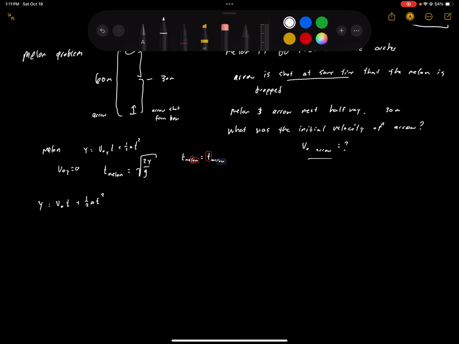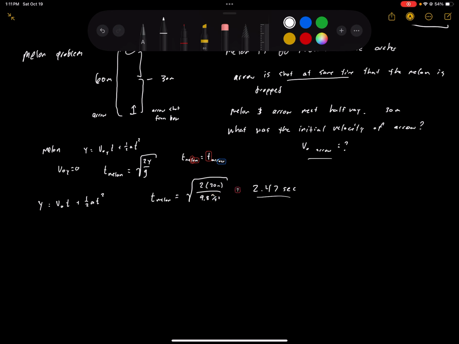So let's actually just solve it out. We know the t of the melon is going to be the square root of 2 times 30 meters divided by 9.8 meters per second squared. Then we calculate it. You have the square root of 60 over 9.8, and you should end up with about 2.47 seconds. So that's the first part of the problem, figuring out how long the melon is falling for. We know it's going to fall 30 meters. How long does it take for the melon to fall 30 meters?